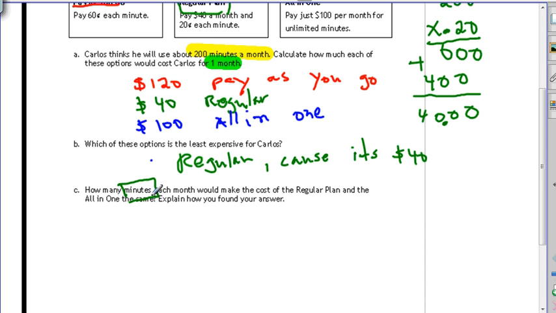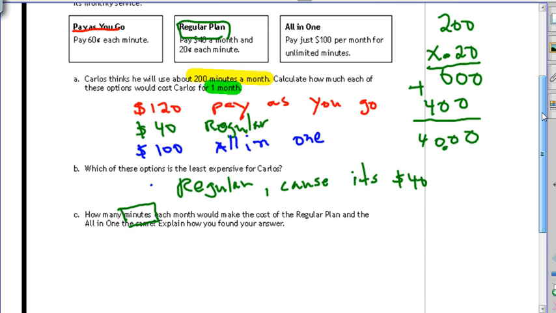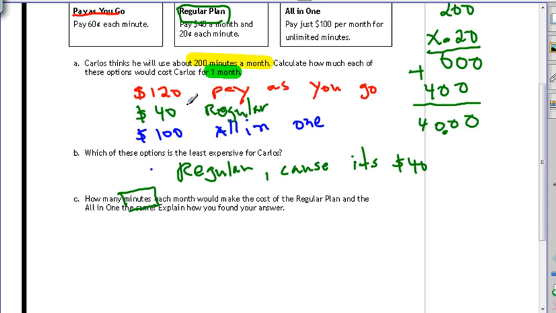All right. So think about it this way. When I read the regular plan, it's $40 plus $20 each minute. We know this is for 200 minutes. I pay $40 for 200 minutes. So would it take 250, 300, 350 minutes for that regular deal to match the $100? I want to turn green somehow. I want to crank up the money to $100. All right? So let's figure this out.